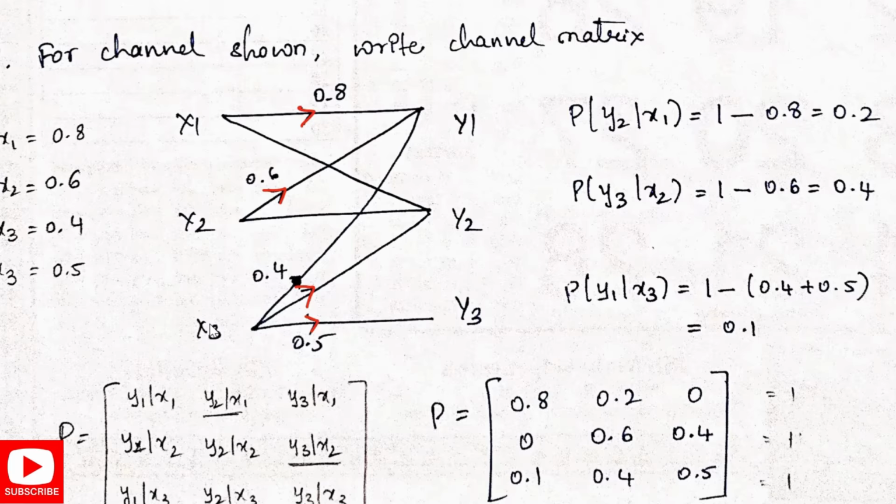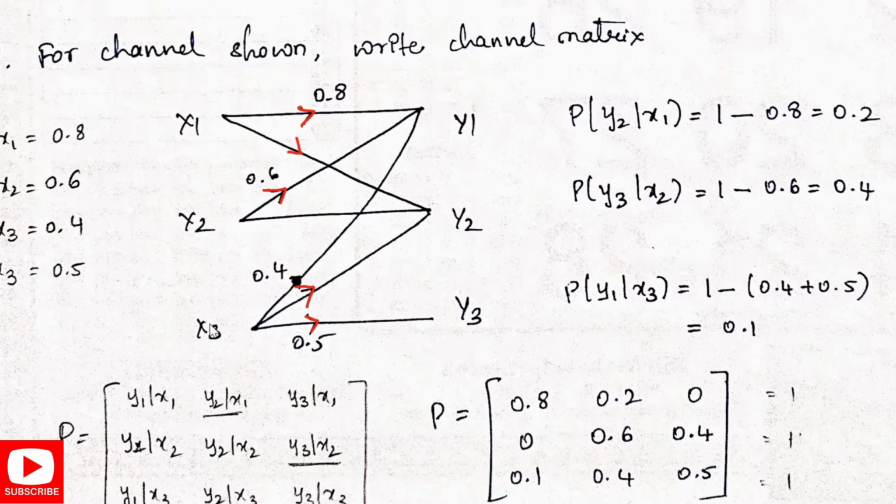So how is y1 by x1 given? y1 by x1 is 0.8. y1 by x2, it is 0.6. y2 by x3 is 0.4, and y3 by x3 is 0.5. So write down the probabilities of them. Then what is y2 by x1? Once it is going 0.8, obviously here it should be 0.2.